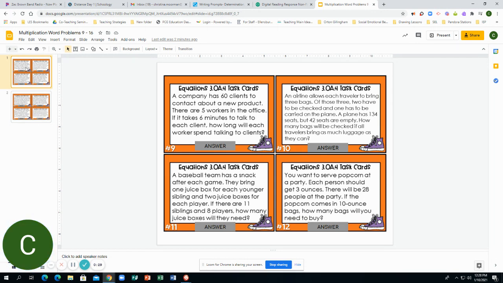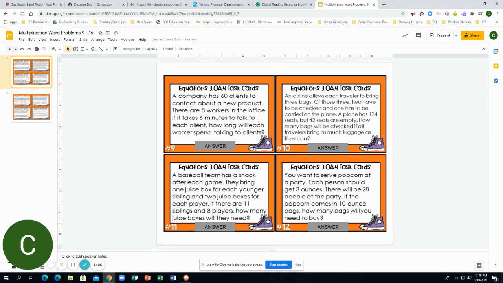Let's take a look at number 9 together. A company has 60 clients to contact about a new product. There are 5 workers in the office. It takes 6 minutes to talk to each client. How long will each worker spend talking to clients? There are 60 total clients and 5 workers in the office, and it takes 6 minutes to talk to each client.